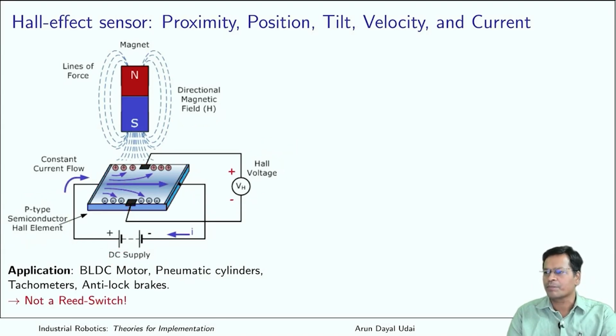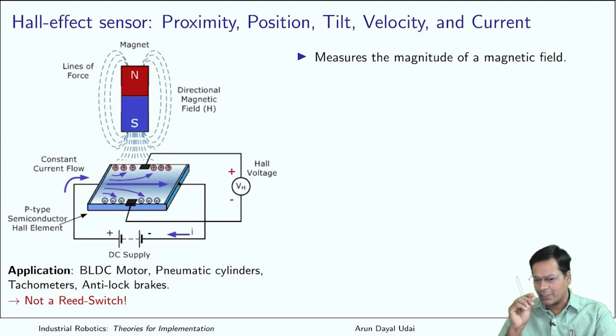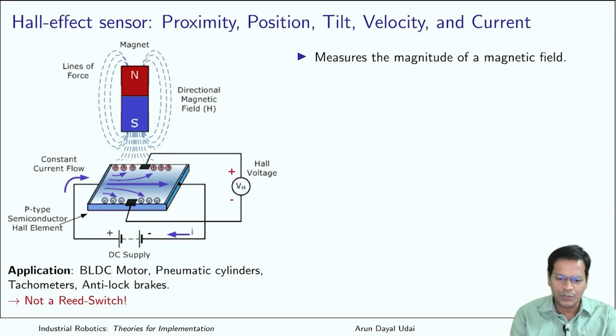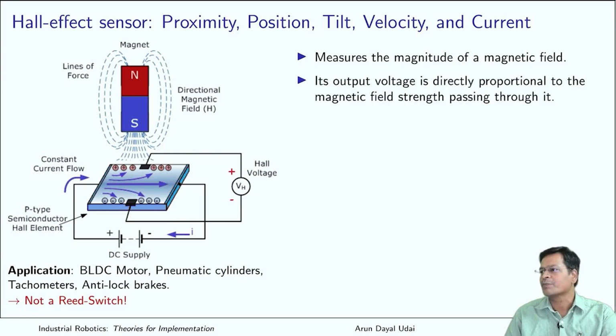It is not a reed switch. There are many other magnetic switches, but this is not a switch. This is an analog variation of voltage across the Hall sensor, analog in nature, not like a switch on and off. Yes, mostly it is used like a switch. How? I will tell you now. It measures the magnitude of the magnetic field in terms of Hall voltage.